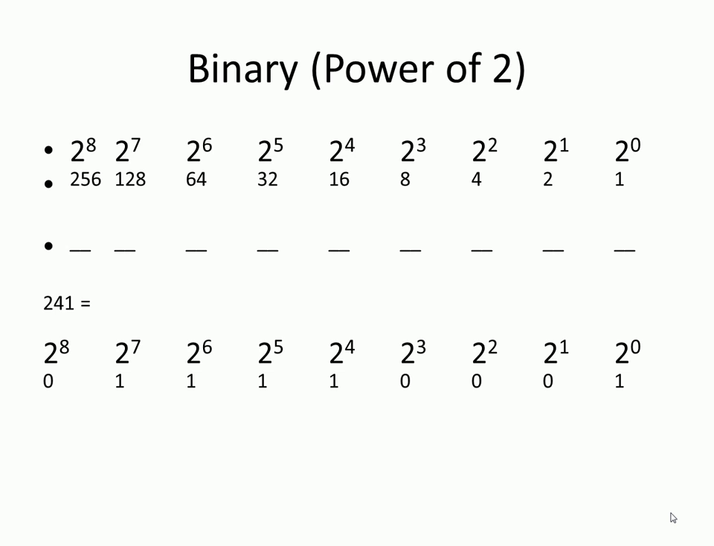It's just like when we did 241 in decimal. Could I have taken the thousands place? No, it's too big. So I go to the hundreds place. Well, 256 is too big, so I go to the 128, or the 2 to the 7th place. I need one of those. If you subtract them out, it ends up being 1, 1, and then 1 at the end.